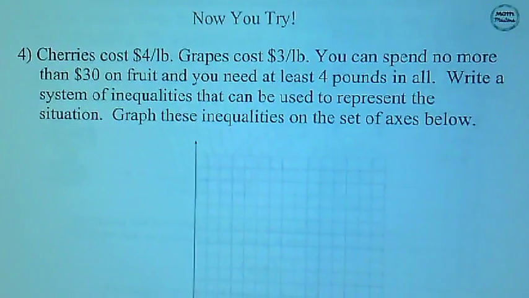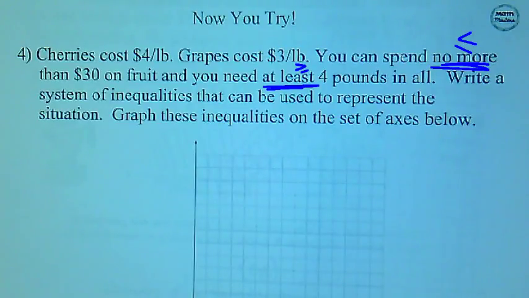All right, cherries cost $4 per pound. Grapes cost $3 per pound. You can spend no more than, okay, so that's going to be less than or equal to $30 on fruit, and you need at least, so greater than or equal to 4 pounds in all.